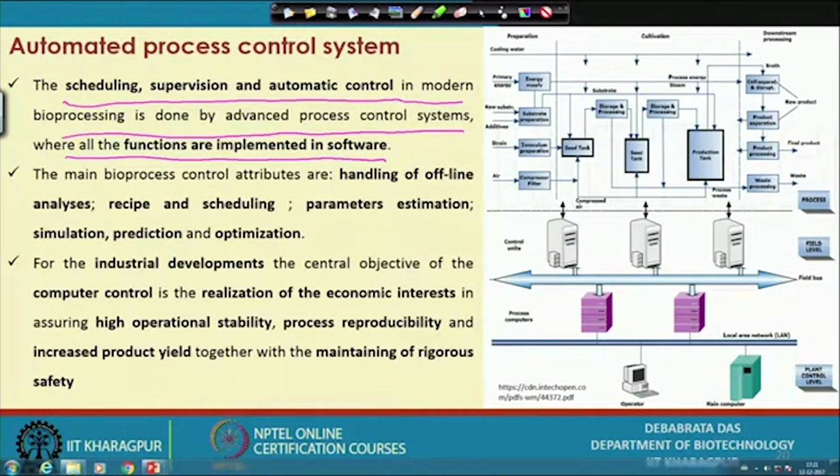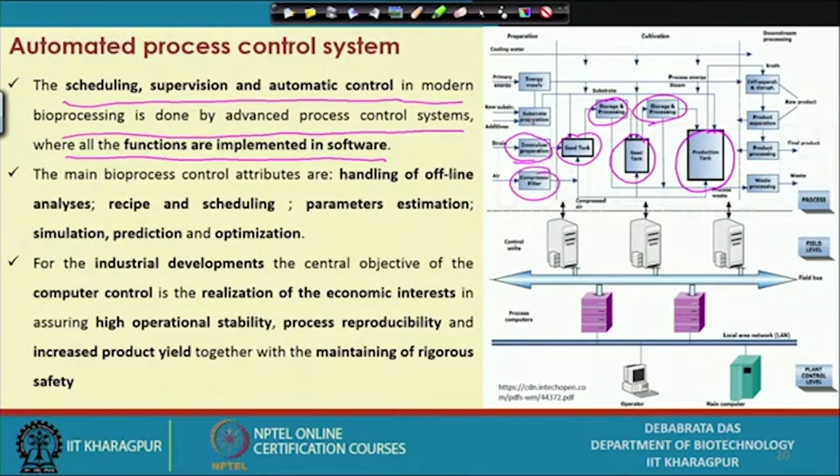So, we can have control modules from which we can get all the information. As for example, this is the production tank, am I right? And this is the storage and processor. This is the seed tank that we have. This is storage and processor. Again, this is the seed tank, and this is the inoculation preparation.